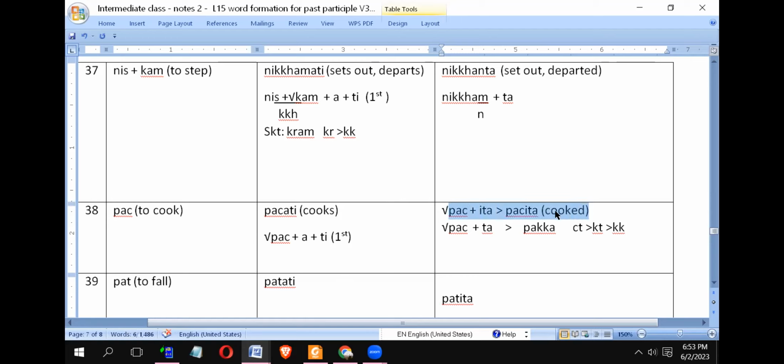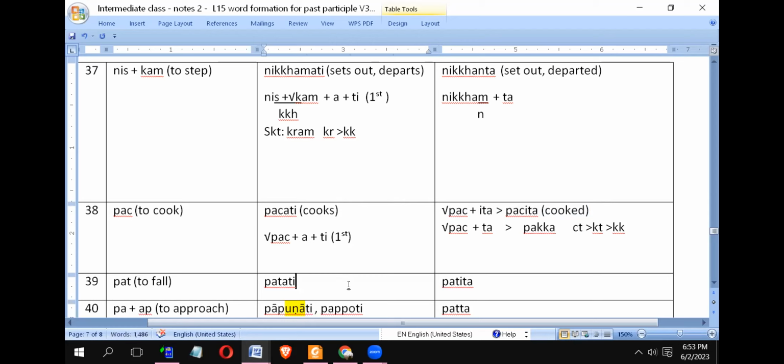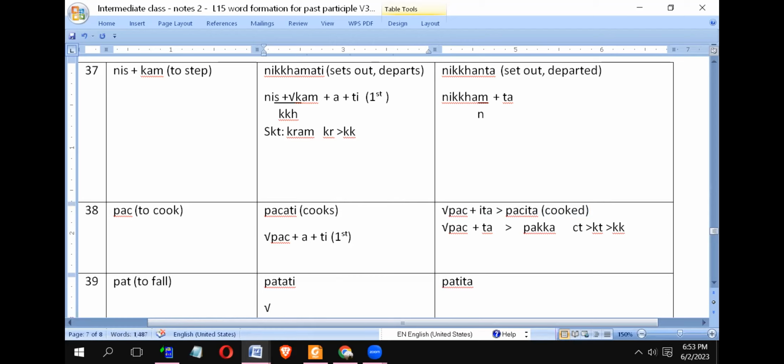Next one is very easy. Next person, who wants to try it? So easy. Any volunteer? Very easy one. Okay, how about this one now? Is it patati? Yes. Is it patati?